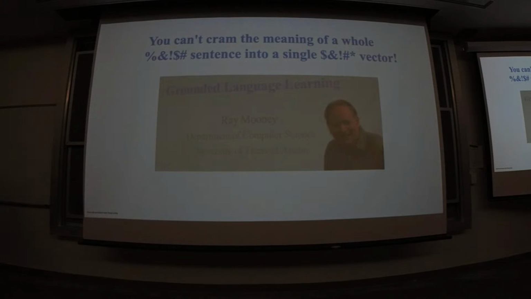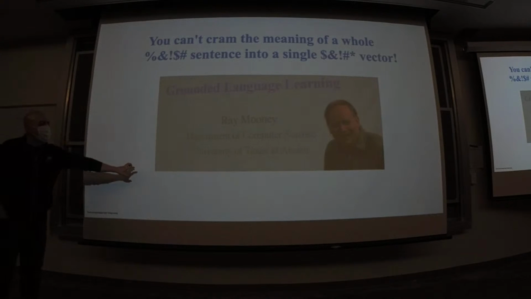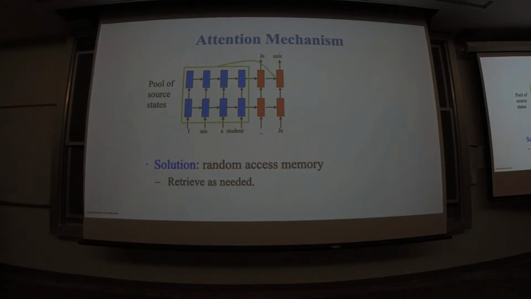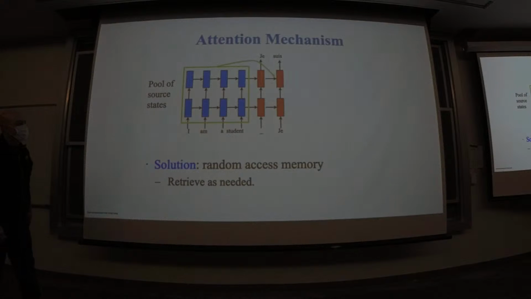Apparently in 2014 there was this kind of famous non-neural network person in this field named Ray Mooney, and he opened up his talk, criticizing the seq-to-seq models, with this. This was literally the first slide in his talk: "You can't cram the meaning of a whole sentence into a single vector." Although we're finding out that Ray Mooney is probably very well. But anyways, it is an issue. So how can we deal with this?